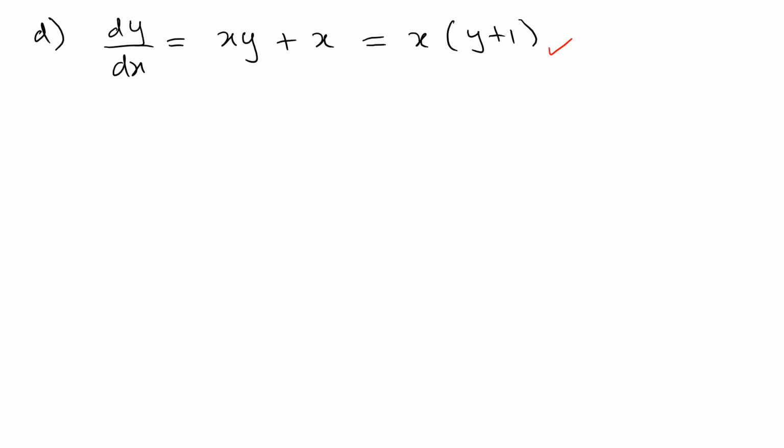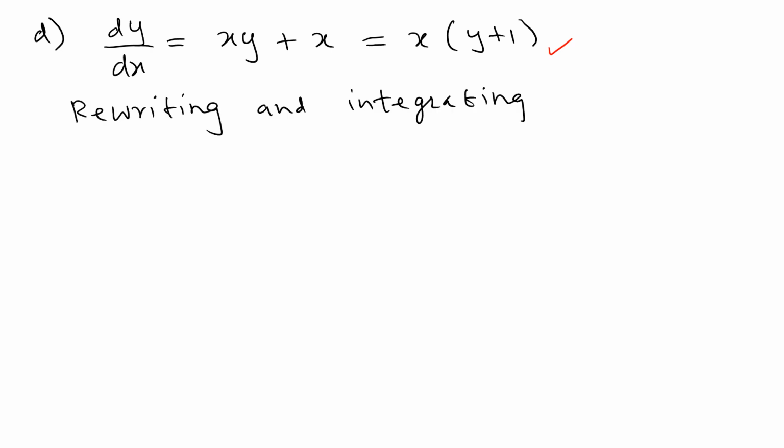And then we're going to move the terms around. So rewriting and integrating, we can write dy over y plus 1 equal x dx, and then we can integrate both sides.